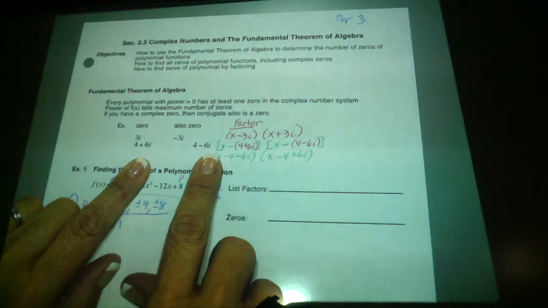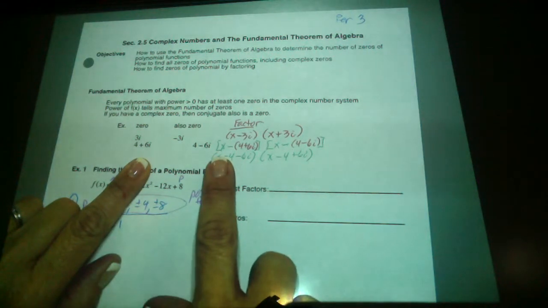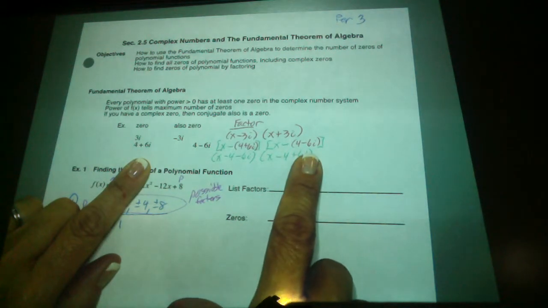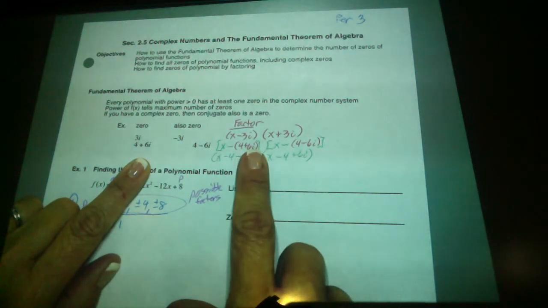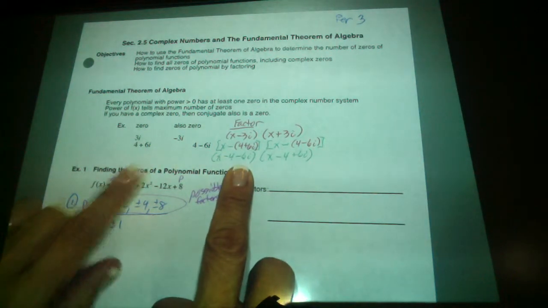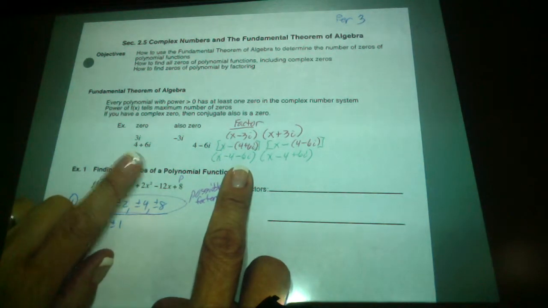So how do you write that as a factor? We're going to take x and subtract the entire 0. And again, x and subtract the entire 0. So you essentially distribute that negative into the parentheses. So you get x minus 4 and minus 6i. I changed the sign of the 4. I changed the sign of the 6i.